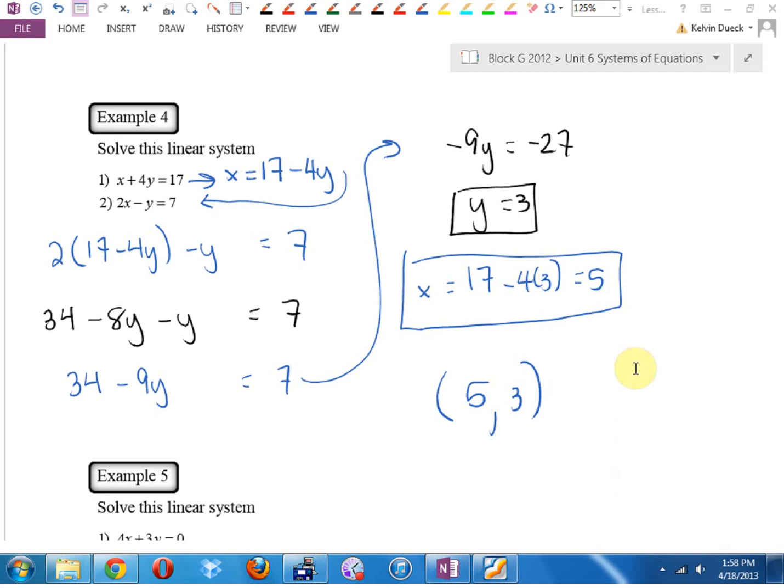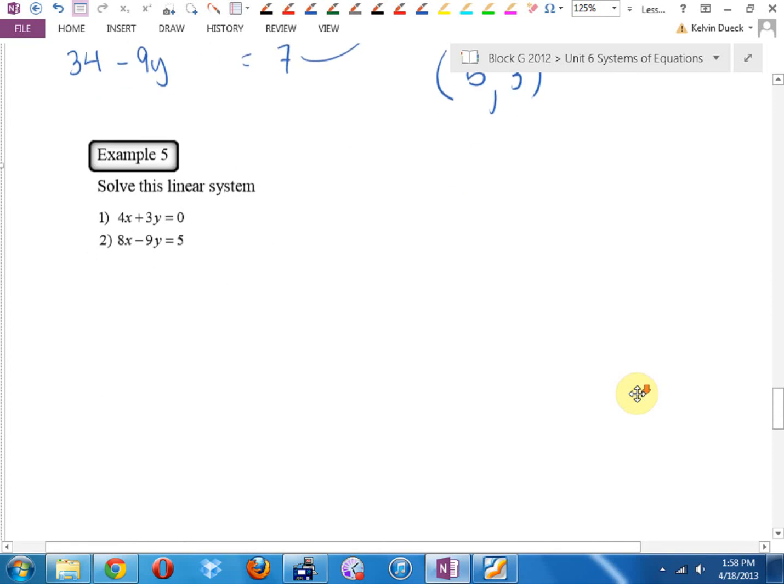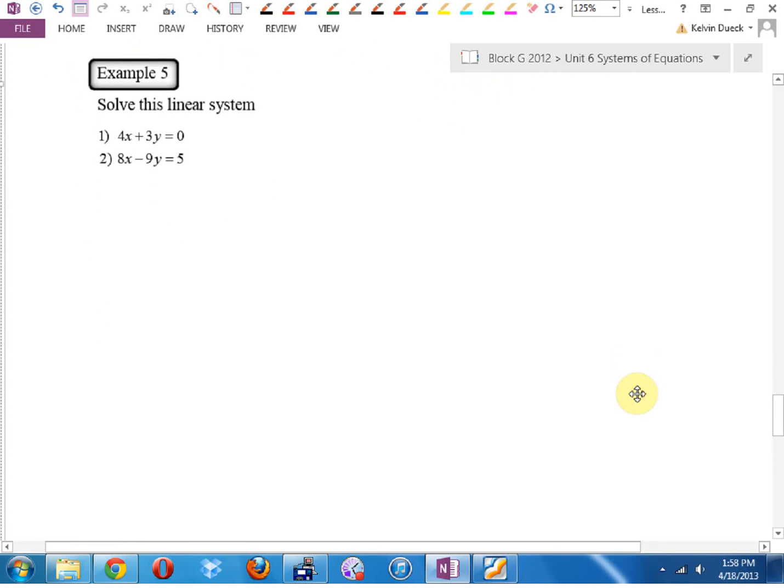Mr. Dewick, this is so much fun. I'd almost like pay to do this. This is not just equation solving. It's twice the equation solving. Two at a time. Wow. Last one. The toughest one.